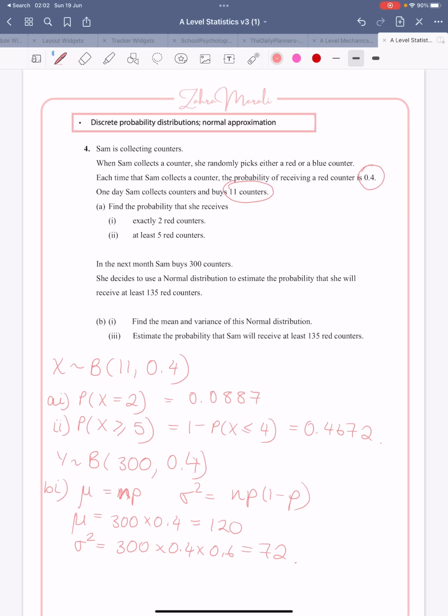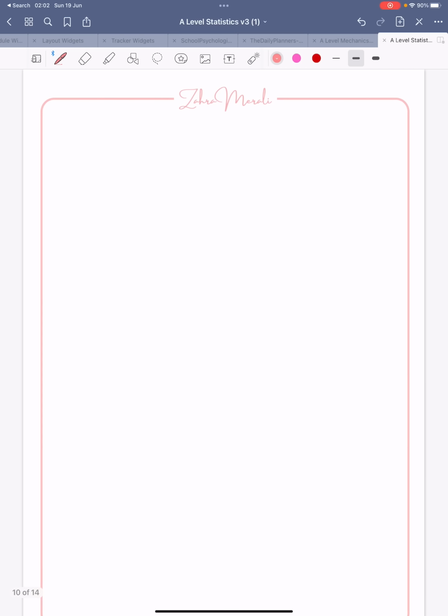Okay, and we want to find out she's going to receive at least 135. So remember, at least, all right, so let's put that there. So we want to estimate the probability our new Y is at least, so greater than or equal to 135. Now we have to do what's called continuity correction. And essentially, all you do there is make your range bigger. So if I've got 135 and I'm doing everything larger than, I want to make my range bigger by 0.5.